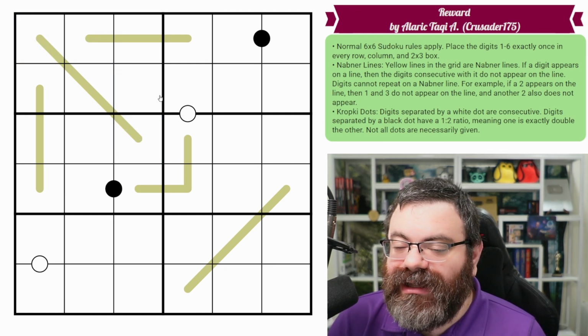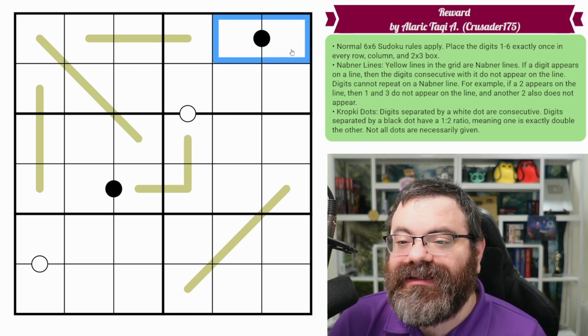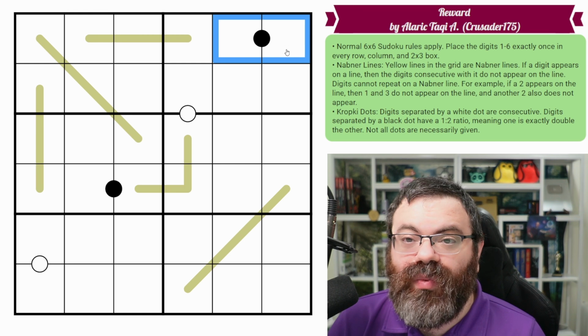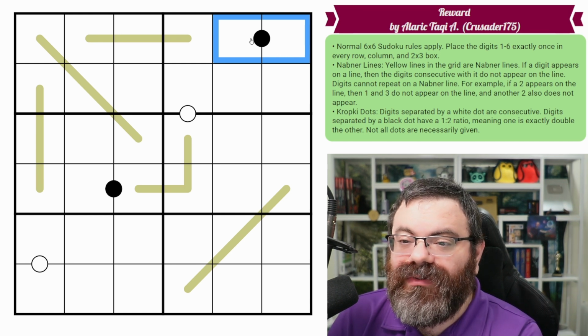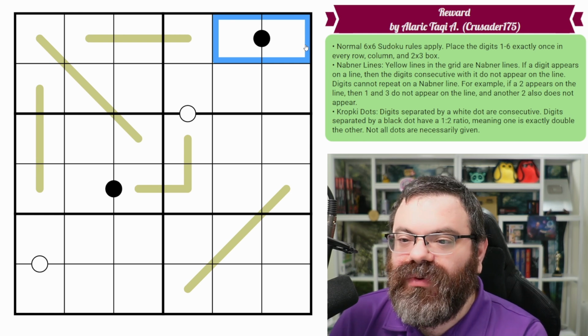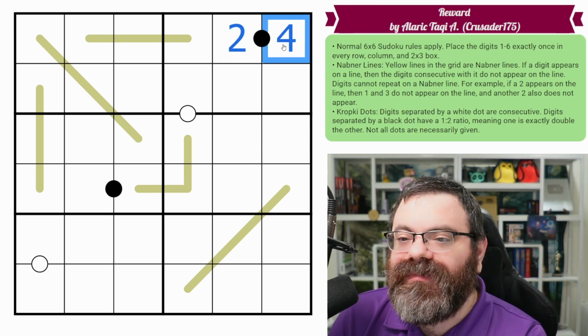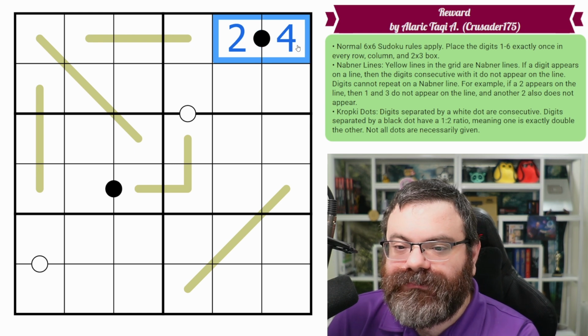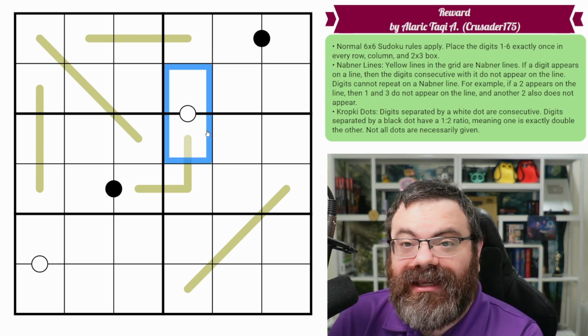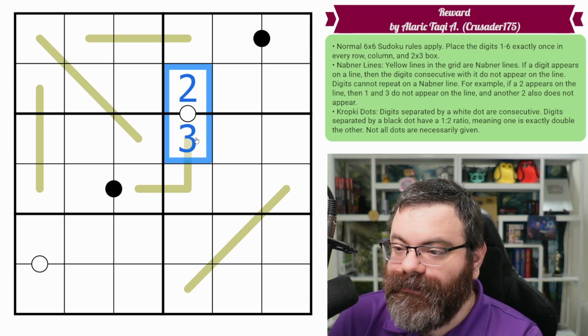In addition to that, we do have these black Kropki dots and white Kropki dots. So the black dots separate digits with a 1 to 2 ratio. Another way to think about that is one of the digits is always exactly double the other. Doesn't matter what order they're in, but if this was a 2, this could be a 1 because 2 is double 1, or it could be a 4 because 4 is double 2. White dots separate consecutive digits. So if this was a 2, this could be a 1 or a 3.